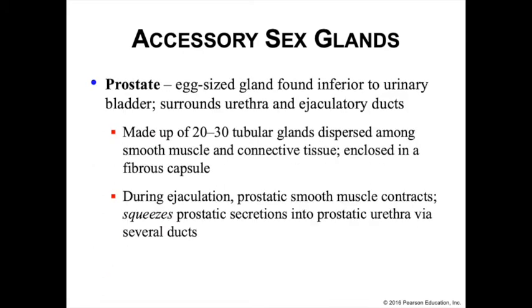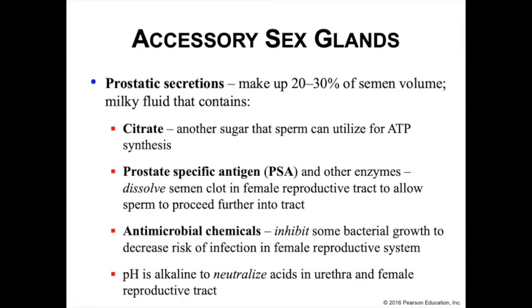Prostate gland is found right around the same area as the ejaculatory duct and the seminal vesicle. We only find the prostate gland in the male, we don't find it in the female. This is going to make up 20 to 30% of the semen volume. Here again, it's going to have a sugar that's used for ATP production. We also find it making prostate-specific antigen. This is something that's sometimes tested to see if a male has prostate cancer or possibly prostate cancer.